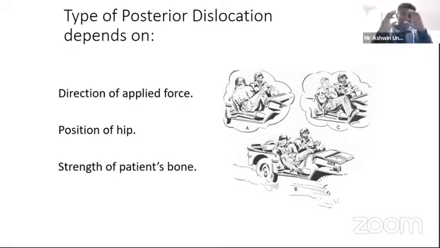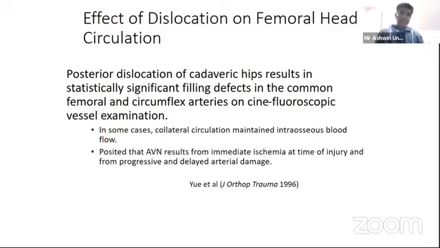Now, I'm talking about a young patient. This is quite irrelevant when you talk about an elderly patient. Now, the effect of the dislocation on the femoral head circulation, so this is the most important thing. What do we worry about when you have a posterior hip dislocation? You're mostly worried about avascular necrosis of the femoral head at the time of injury, and also how it progresses with time.